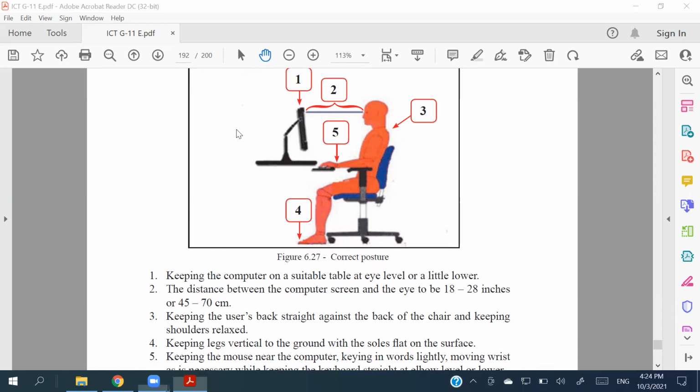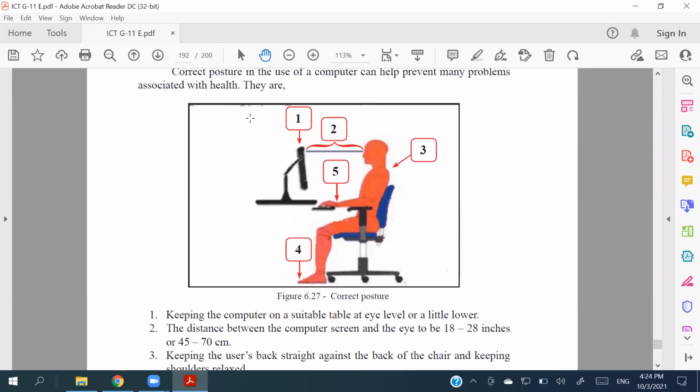Your back should be resting, right? Yeah, you should have a backrest. Don't use computers sitting on stools. And your arm should be resting, from the number 5 it is showing you how your arm should be placed. If there is a keypad tray, you should have an armrest on your chair.